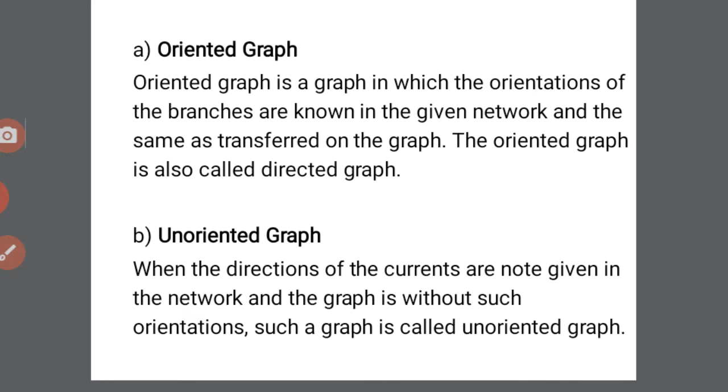The next one is the unoriented graph. When the directions of the currents are not given in the network and the graph is without such orientation, such a graph is called an unoriented graph. That means there is no representation of the current flowing direction of each branch within the network, and the graph is without such orientation. Such a graph is called an unoriented graph. Suppose, for a simple circuit, that is equal to the resistor.